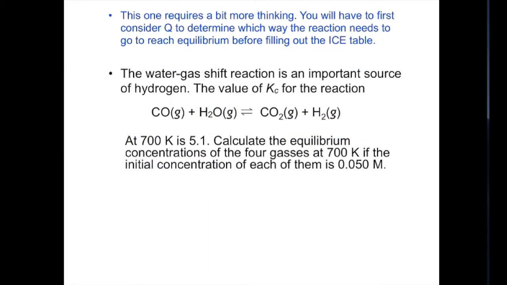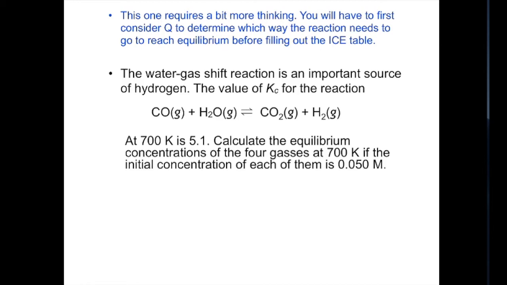Okay, so here's the last example I'm going to go through, and the one difference with this one is we are given concentrations of everything, not just the reactants. So we don't even know which way the reaction is going to proceed. Remember in the last section we talked about Q, which is going to tell us whether or not the reaction needs to proceed in the forward direction or in the reverse direction to reach equilibrium. So determining Q and which way the reaction goes is going to determine how we write our equilibrium expression.